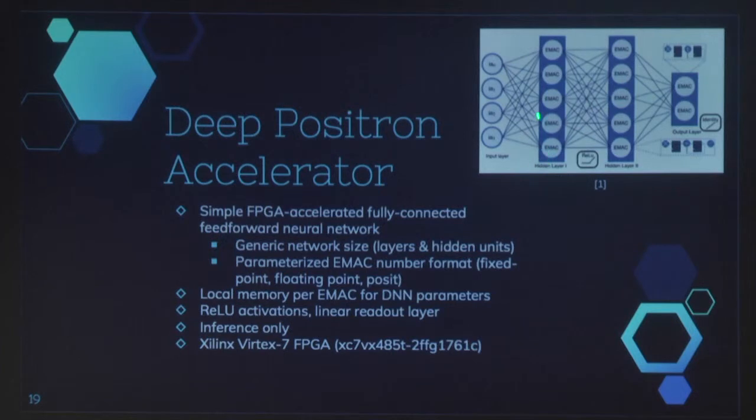So what we did was we plugged in all those EMACs for all three realizations: the fixed-point, floating-point, and the posit. We have local memory per EMAC depending on the DNN parameters and the type of tasks we are doing. For the hidden layers, we are using the ReLU activation function, the rectified linear unit. It's the simplest one for hardware implementation. And then the output is just a linear readout layer. As I said, we did this part of the project only on inference, but we are extending it to training currently. We've deployed or synthesized this on a Virtex-7 FPGA.